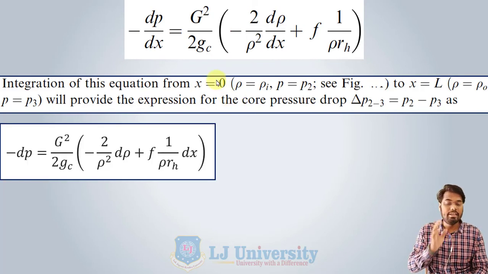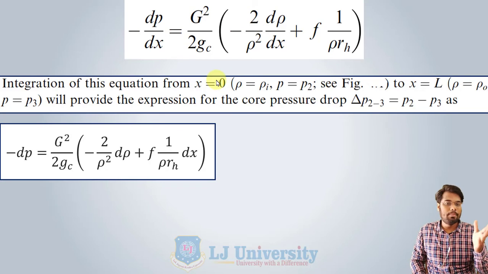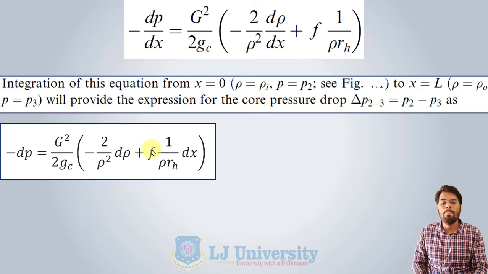First, for integration, we have to use the variable separable method. We have to separate the dx term and the density term. So we multiply the whole equation on both sides by dx. This dx will be cancelled out, so it is minus dP, G square by 2 gc remains the same. Multiplying by dx, this dx cancels out, so d rho plus f 1 upon RH. Here there will be a dx, because we are multiplying by dx on both sides of the equals sign. So this is the simplified form.